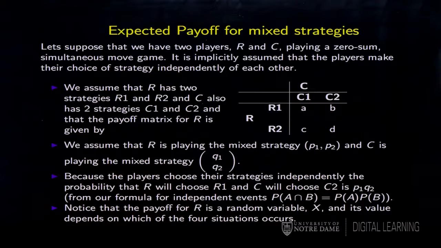So the payoff for R is going to vary from game to game. It's always going to be exactly A, B, C, or D, and it's a random variable. So every time these 2 players play, one of these payoffs is going to happen. And the probability that this payoff will happen is going to be the probability that the scenario underlying that payoff happens.